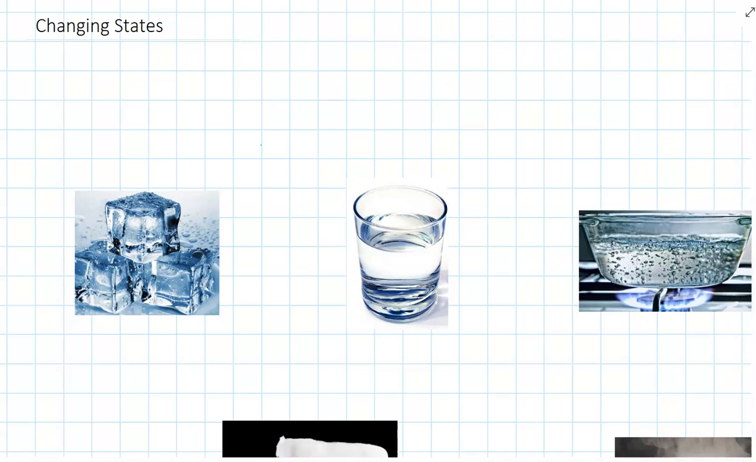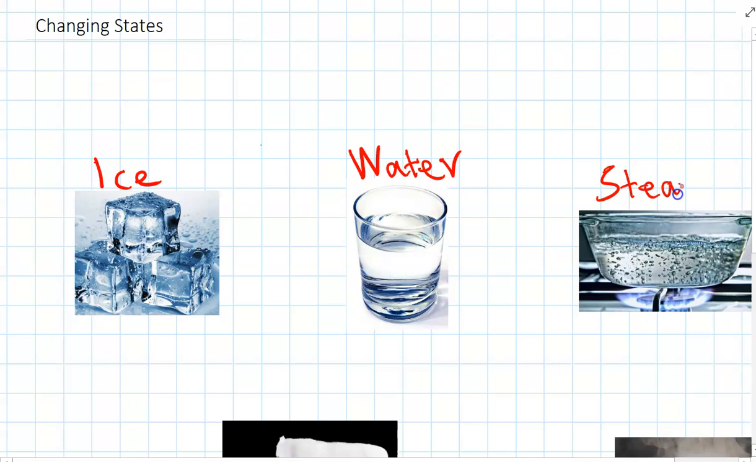So if we're looking at water in this example, we have ice, which is the solid state of water. Then we have liquid water, which is the liquid state. And then we have steam, which is in the bubbles here of this boiling water on the stove. It's the invisible gas. So if we want to change water's state, we're going to need to add heat or take heat away.